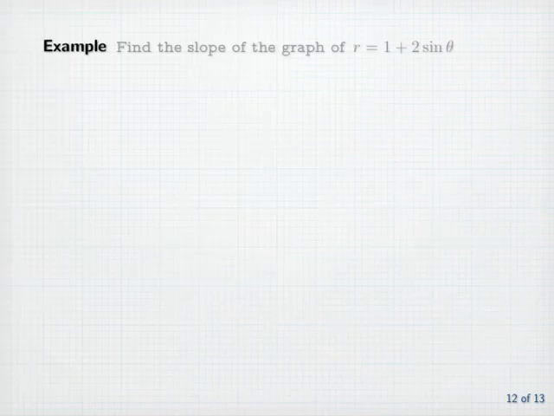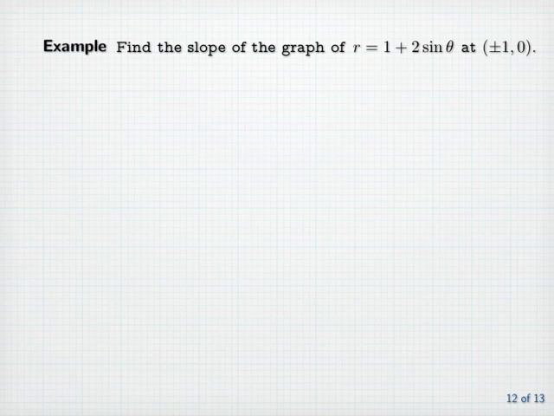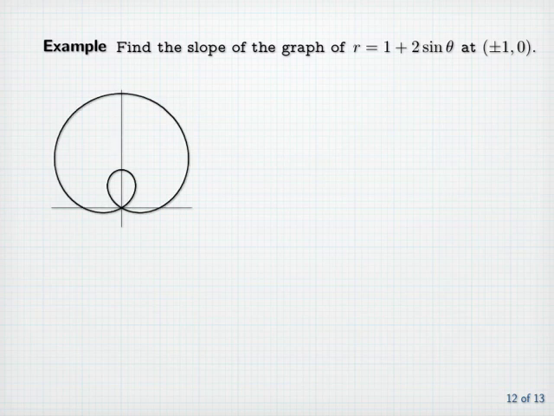Example. Find the slope of the graph of r equals 1 plus 2 sine theta at the points plus and minus (1, 0). Let's first look at the graph of the equation. It's a limaçon with an inner loop, and it's symmetric about the y-axis. The 2 points we're concerned with are shown here in red. And here are the tangent lines at those 2 points. Note that by symmetry, the slopes will be negatives of each other.